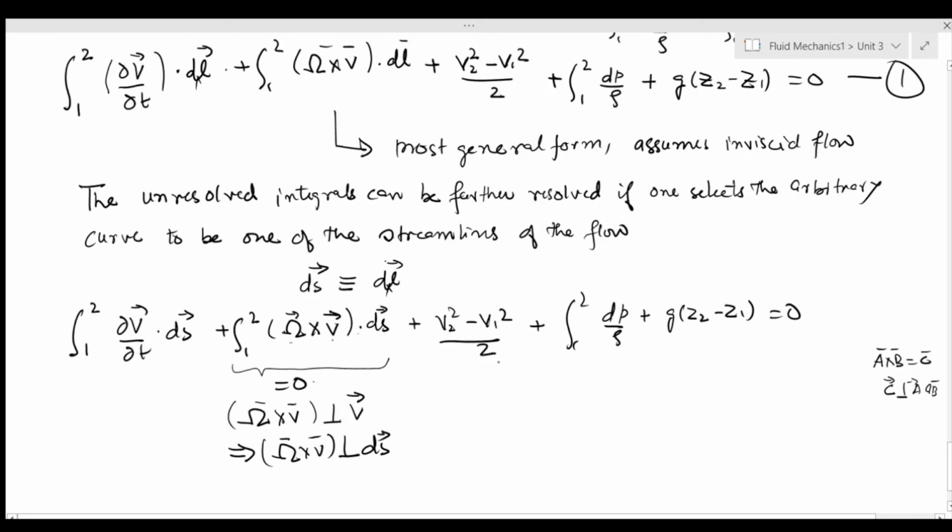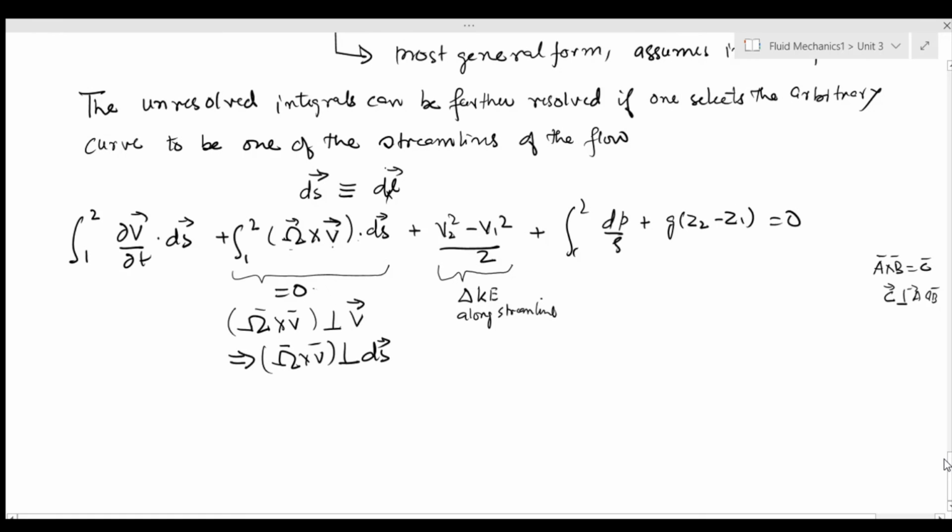Now V2 square minus V1 square by 2, this is nothing but change in kinetic energy along a streamline. See, if you want to derive your Bernoulli equation, you can move to it from the energy side, or you can move to it from the momentum equation side. It is one and the same because we are using the work energy principle. It is interchangeable.